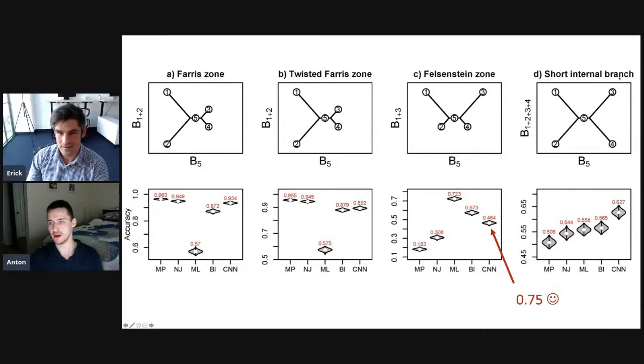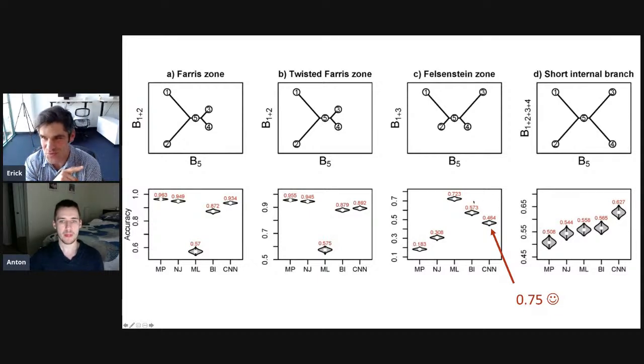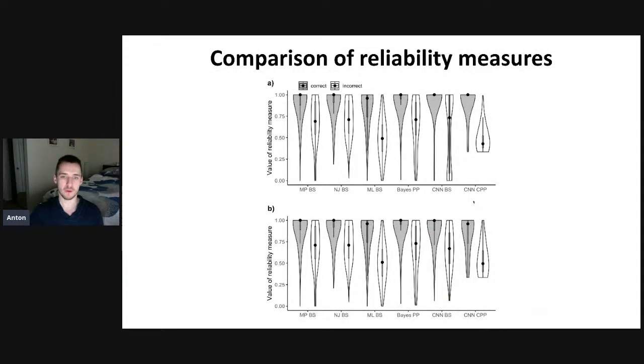And this is another short internal branch zone. We have very long branches and a short internal branch, and the CNN is outperforming everything else. We're right at time now. Yes, and one more. This is basically the last slide, a comparison of reliability measures.